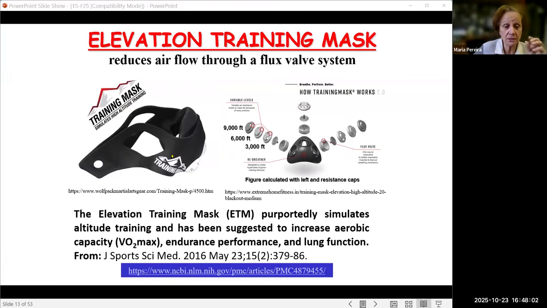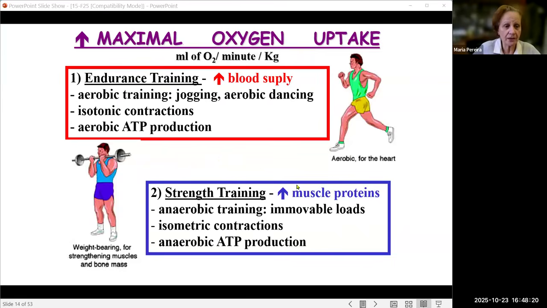And what they do is they decrease the amount of oxygen, or air, that the person is taking in. So it's like training at high altitude without having to go to Colorado or any other mountain. So it's creative.